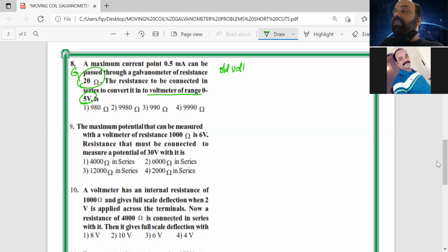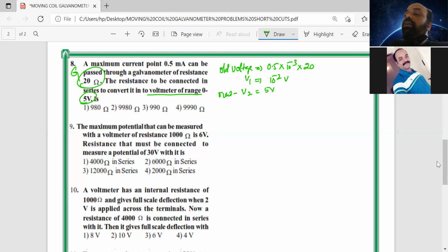Old voltage is equal to 0.5 into milli, which means 10 power minus 3, times the resistance value 20. So 5 into 2 becomes 10, so it becomes 10 power minus 2 volts. This is V1. The new voltage is V2, the range given is 5 volts.